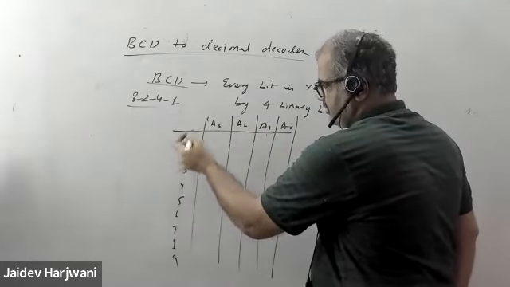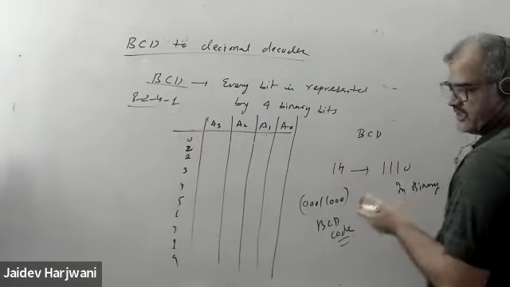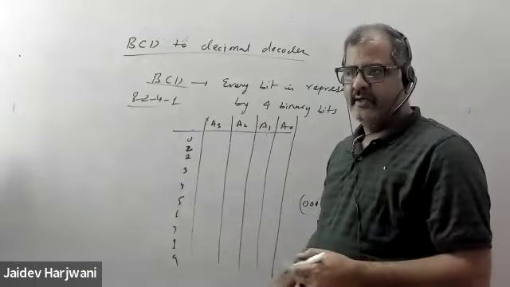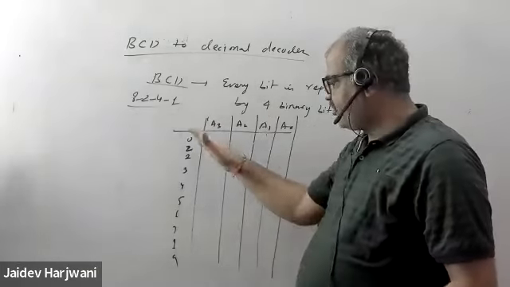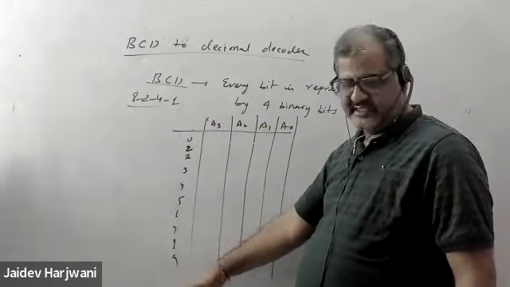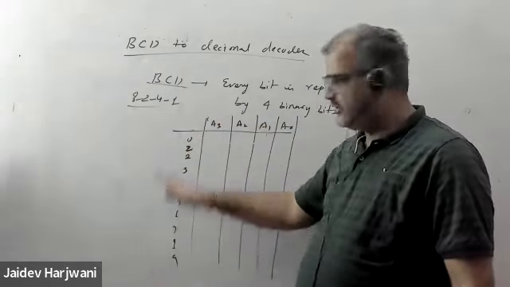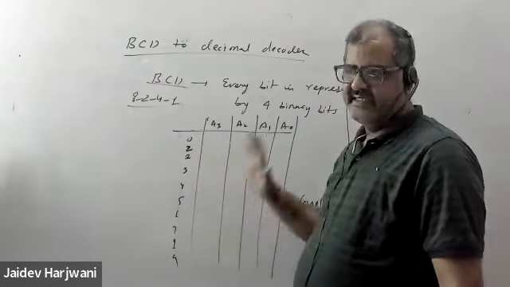Okay, 0 0 0 0. So same as here, we also write 0 0 0 0. But here we don't go up to 16, we go up to 9 only. So yeah, there are only 10 symbols. BCD has only 10 symbols.